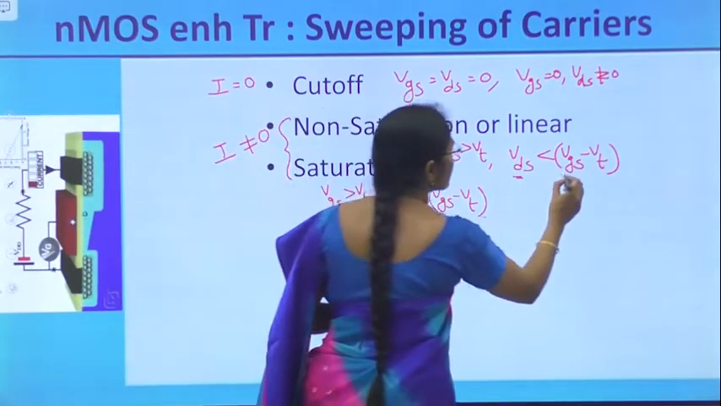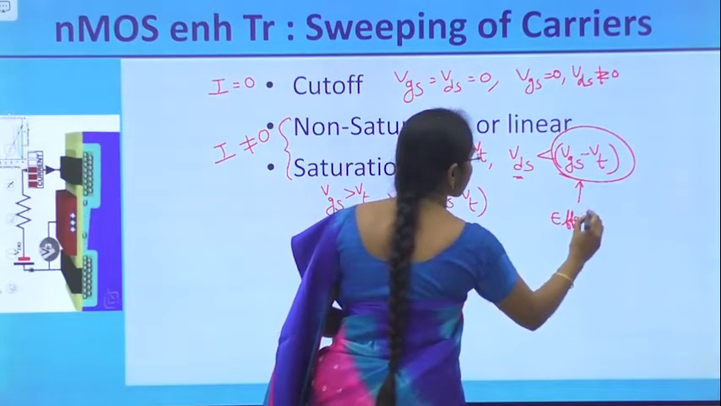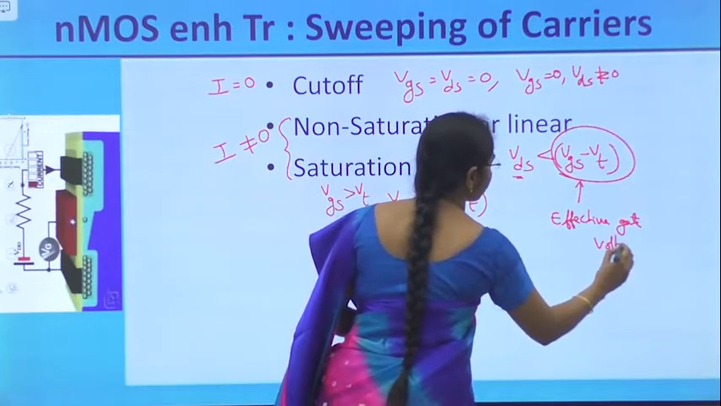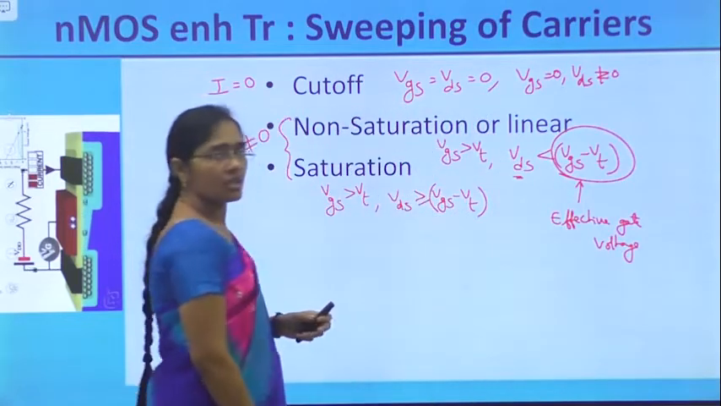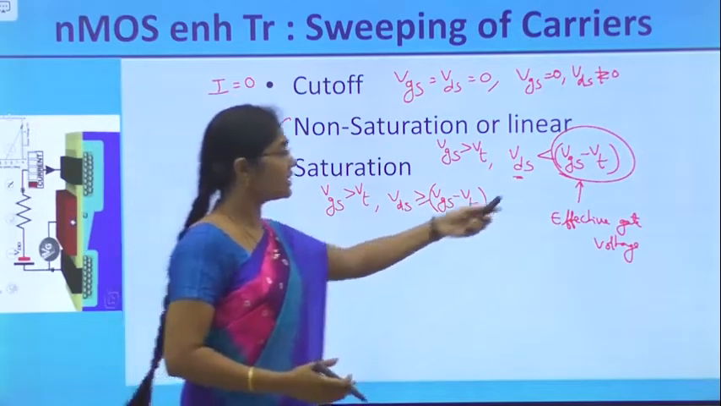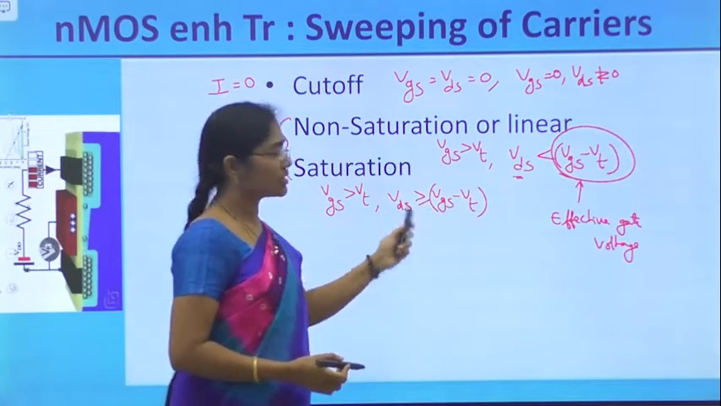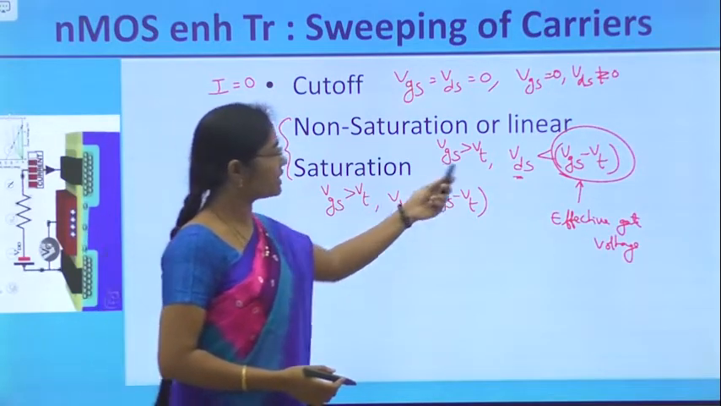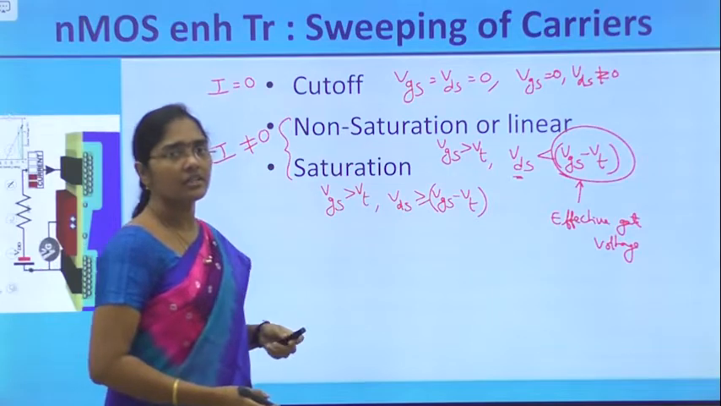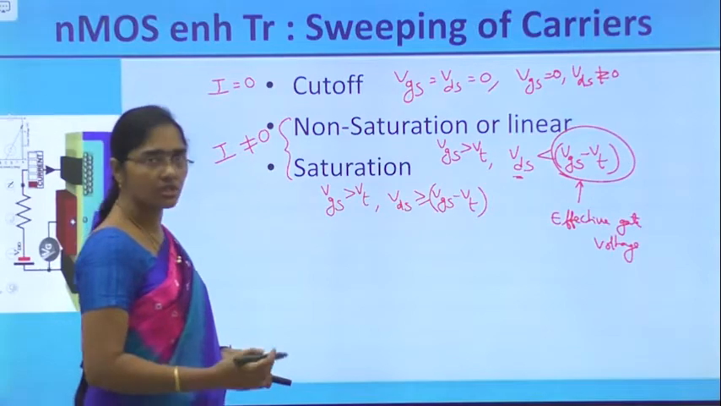Here VGS minus VT is telling us the effective gate voltage. That means we are applying a voltage at the gate, but that voltage will be effective only after it crosses VT, that means the threshold voltage. So we take the effective gate voltage for the VDS range, for carrier sweeping, that is for the non-saturation and saturation regions. Let us see these three regions of operation one by one with the help of figures.